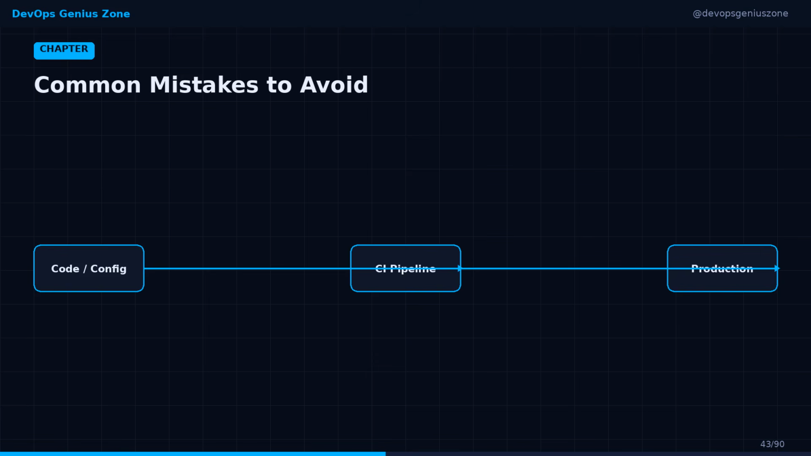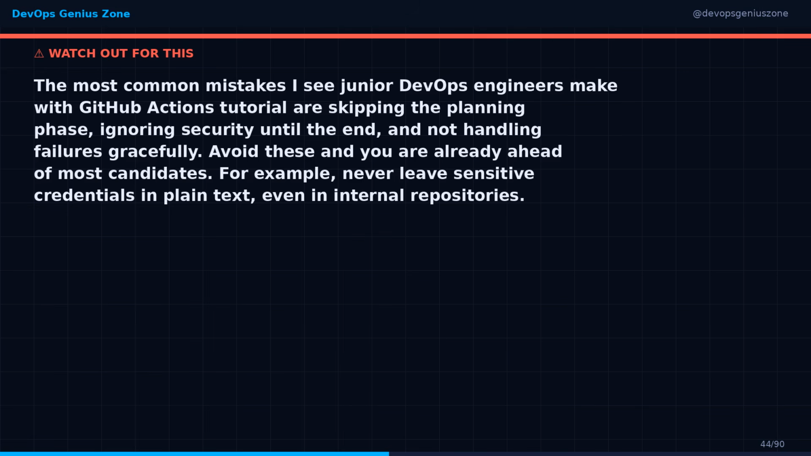Another mistake is logging everything to standard output without a structured format. This makes troubleshooting GitHub Actions tutorial a nightmare. I've seen outages prolonged for hours because the logs were unusable. Spend time on your logging strategy from the start.